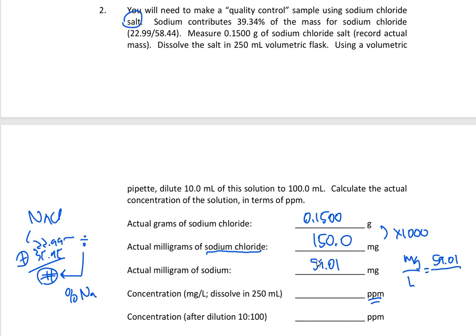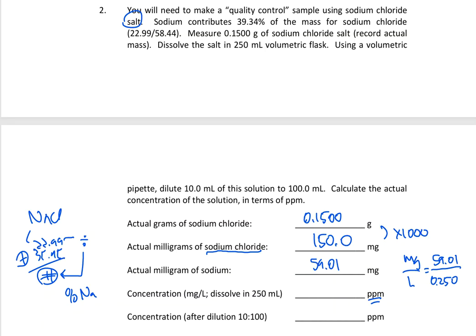59.01 milligrams, and we are dissolving that in 250 milliliters of water. Well, ppm requires liter, not milliliter. And what we have in the problem here in our sample prep is 250 milliliters. So I'm going to take 250 divided by 1,000. So 250 milliliters is 0.250 liters.